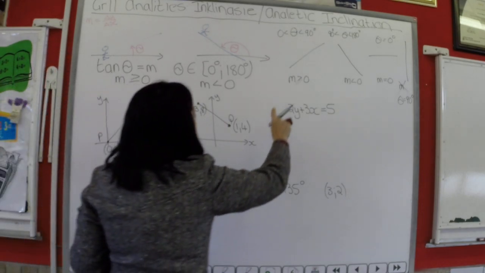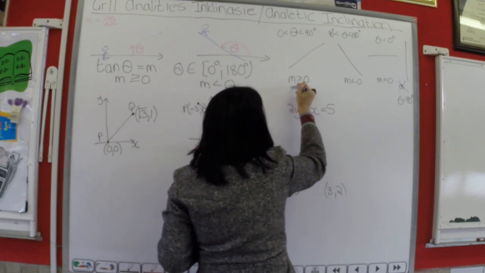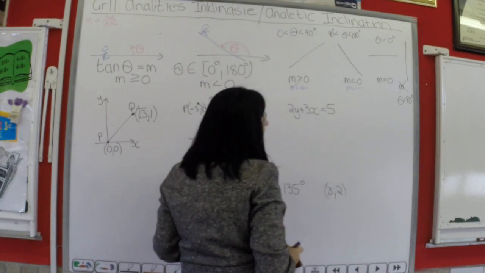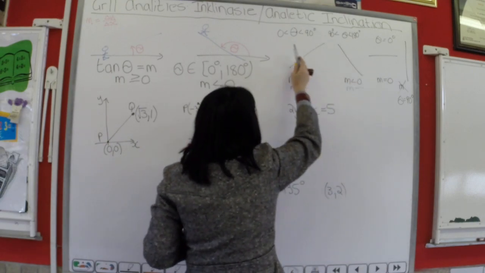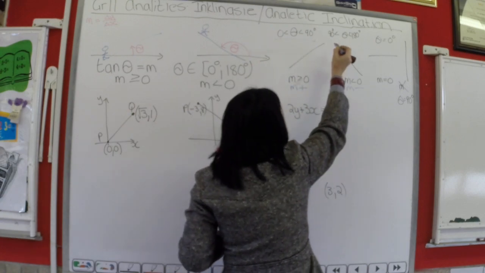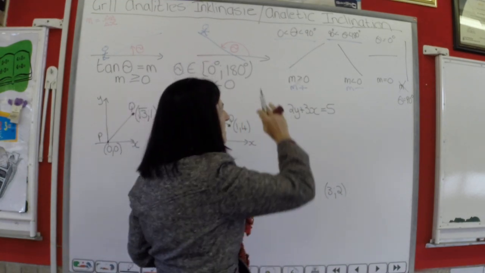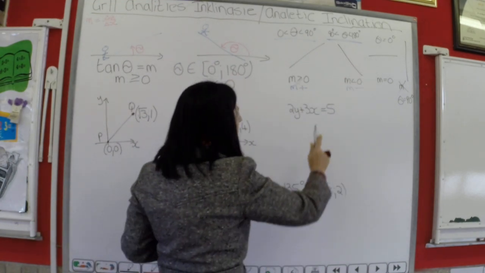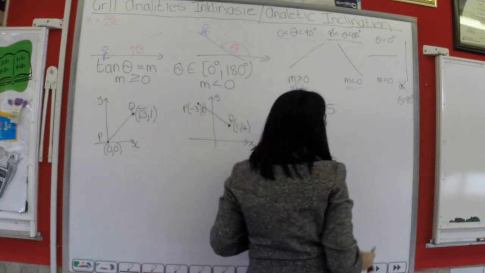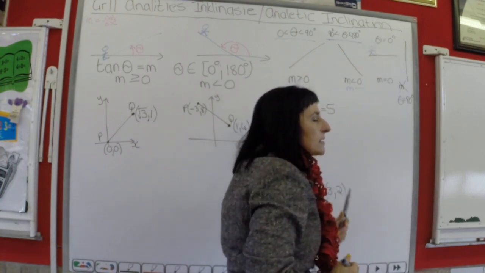So as ons gaan kyk na 'n opdraande lyn, baie belangrik, dan is my gradiënt positief. Dit beteken my gradiënt is positief. Hier is my gradiënt negatief. Okay? That's when theta is an acute angle, positive. When theta is an obtuse angle, dit het ons al geleer in die laerskool, tussen 90 en 180 grade, dan is my gradiënt negatief.